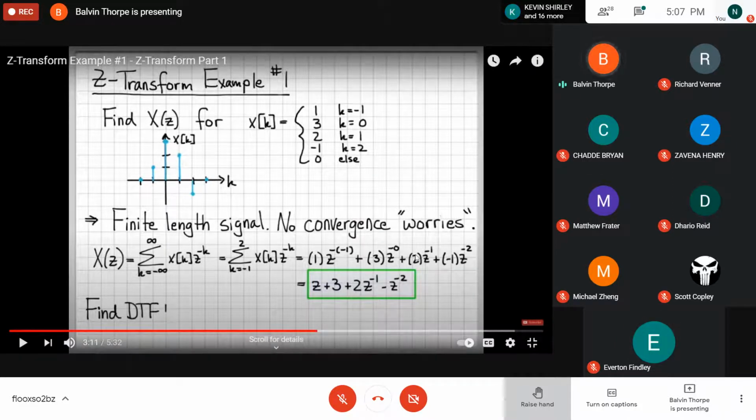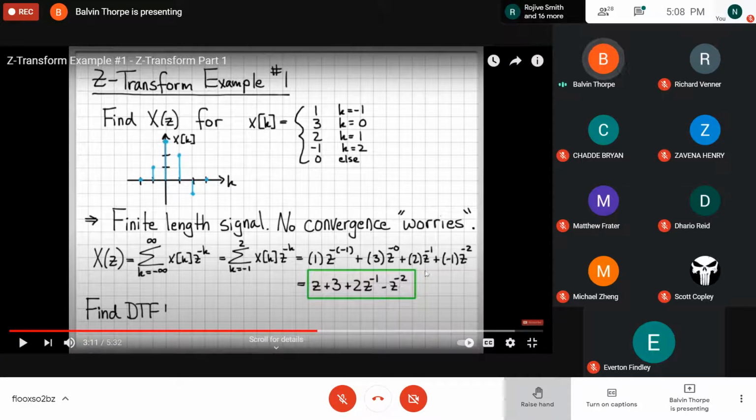And then the second one here, the magnitude again at time 1 is 2. So we put a 2 here, times z to the minus 1. So 2 times z to the minus 1.